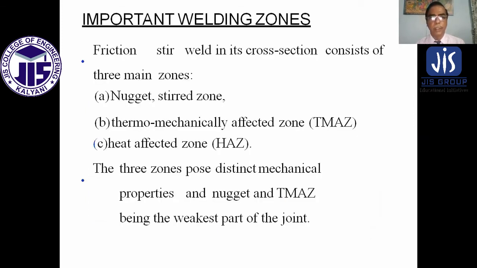Important welding zones. Friction stir welding in its cross section consists of three main zones: the nugget, the thermomechanically affected zone, and the heat affected zone. The three zones possess distinct mechanical properties, with the nugget and thermomechanically affected zone being the weakest part of the joint.